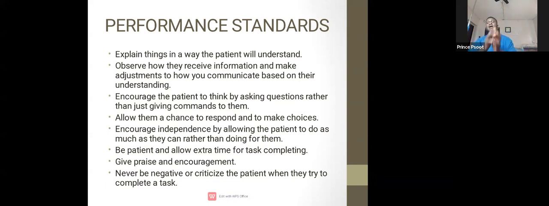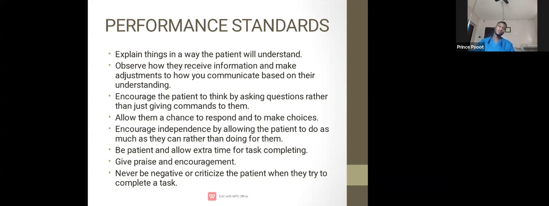Encourage independence by allowing the patient to do as much as they can rather than doing everything for them. We are there to help, yes, but we are not to completely make them incapable of doing anything. So we allow them to do things they can do for themselves. Be patient and allow extra time for task completion. Don't always be in a rush. Give them time. Encourage them, but don't rush them. Don't force them. Don't push them. Give praise and encouragement.